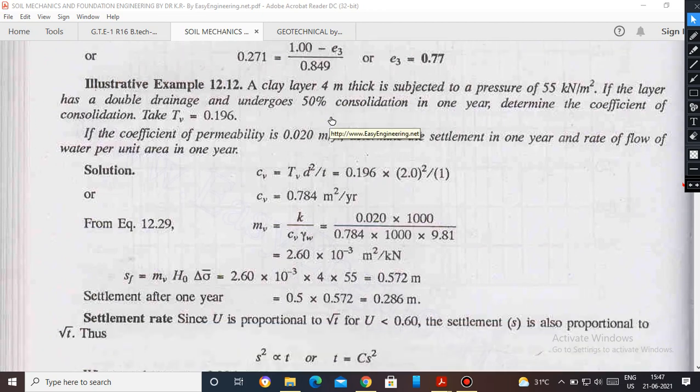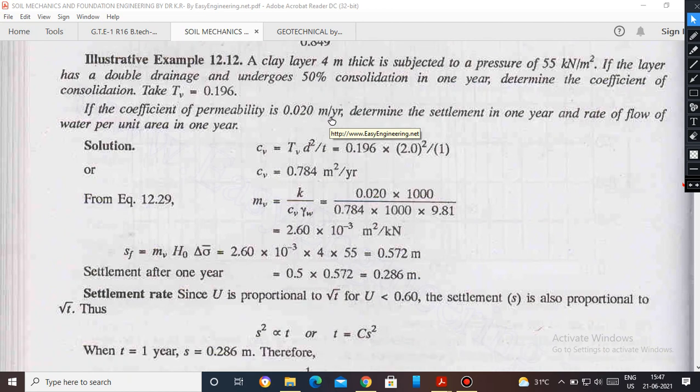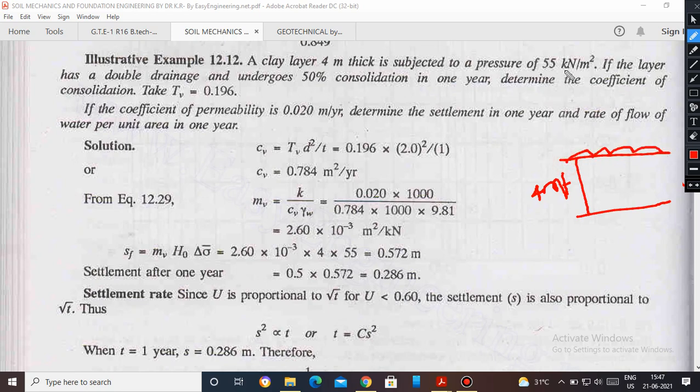And coming to one more problem, we'll see here. A clay layer 4 meter thick is subjected to a pressure of 55 kilonewton per meter square. This is the thickness of the clay layer, which we are taking as 4 meter. This clay layer is subjected to 55 kilonewton per meter square.